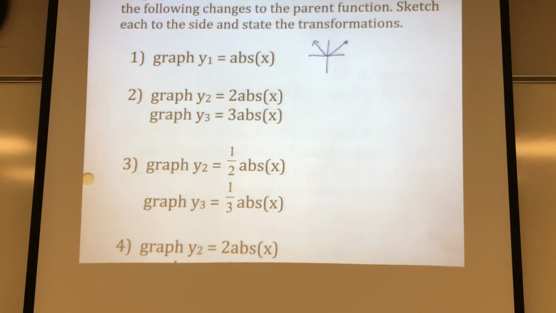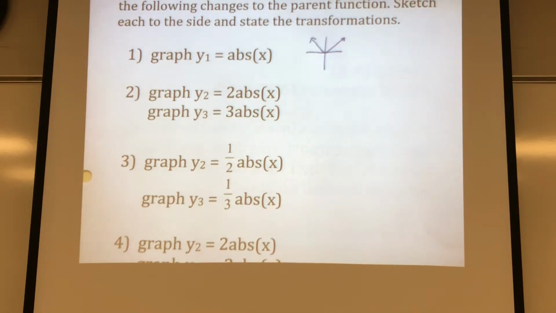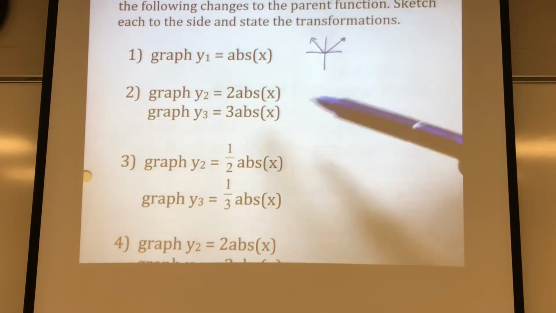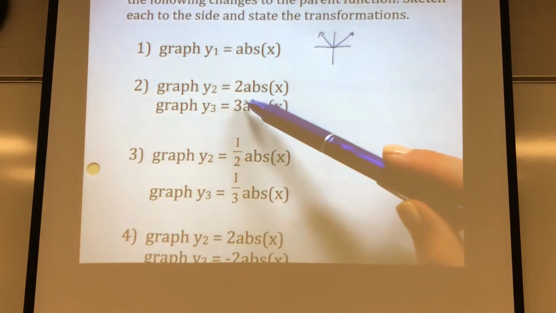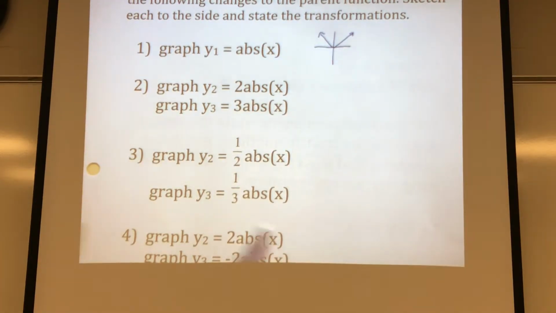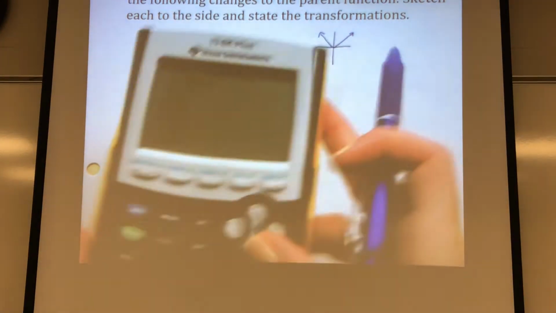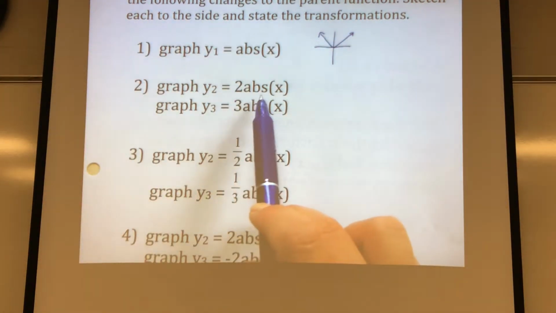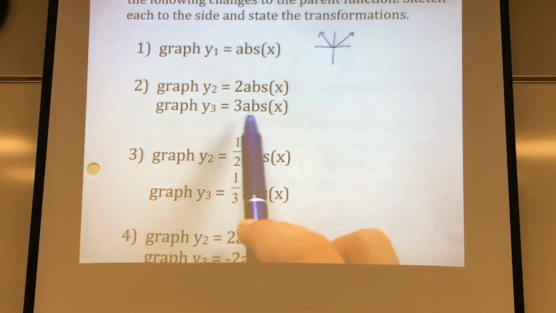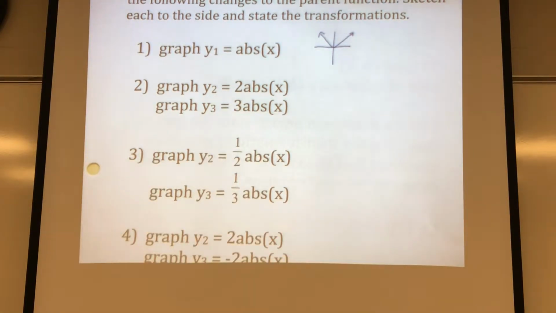So I want you to take a minute and go through the rest of these. Hit pause on the video and graph in your Y2, so that's the next one down. When you go back to your graph, you're going to go to your Y2 and graph 2 absolute value. In your Y3, you'll put 3 absolute value. So I'll show you, for instance, you'll go to 2 absolute value X, and then go down to Y3 and do 3 absolute value X.